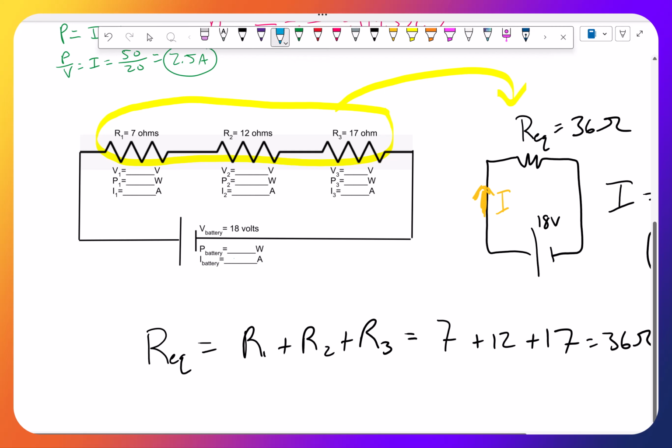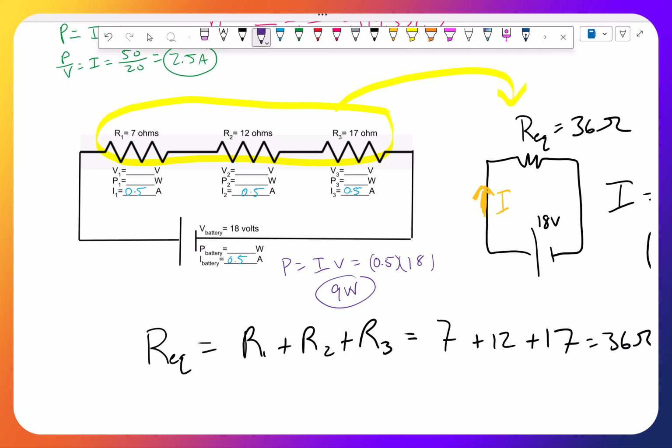So that means basically this is 0.5 amps, this is 0.5 amps, this is 0.5 amps, and this is 0.5 amps. Now I can calculate what the power is through the battery. It's going to be the current multiplied by the voltage. So it's going to be 0.5 amps times 18. So it's going to be 9 watts. So that is that. There you go.